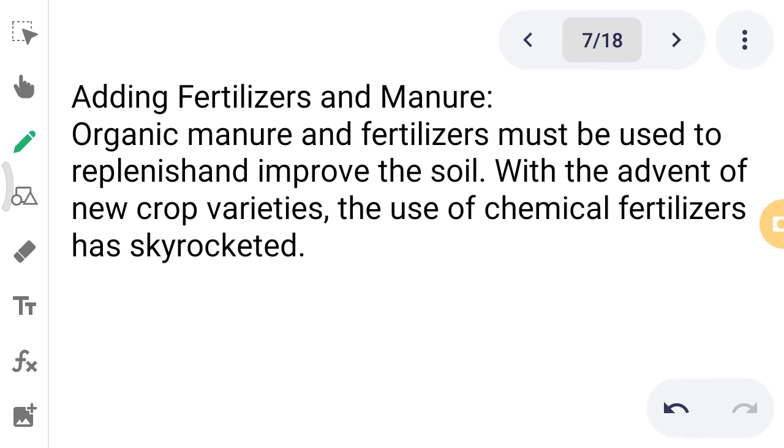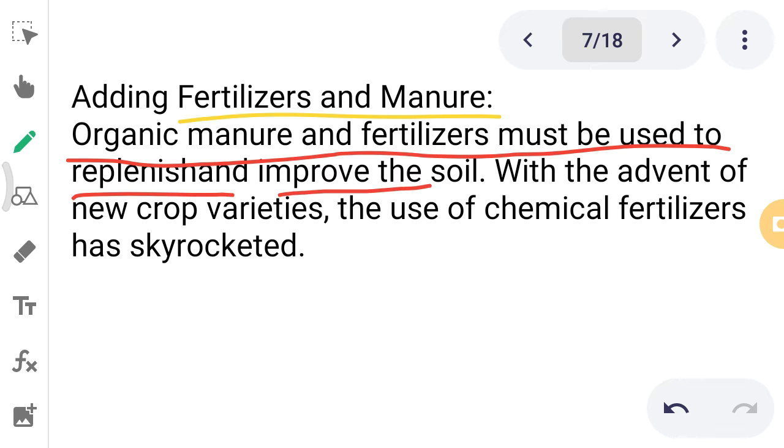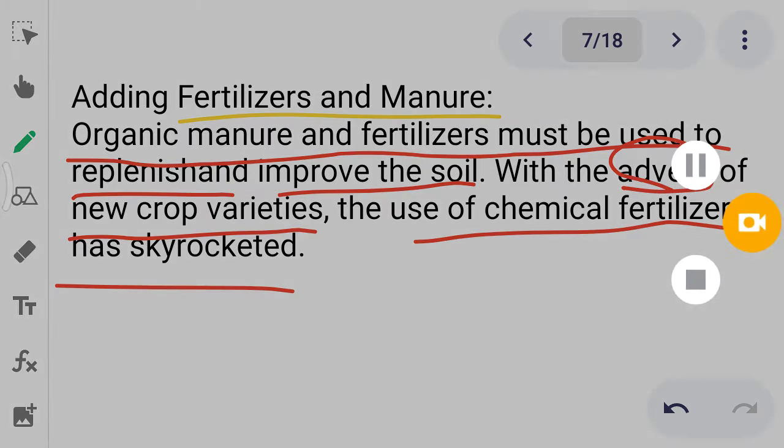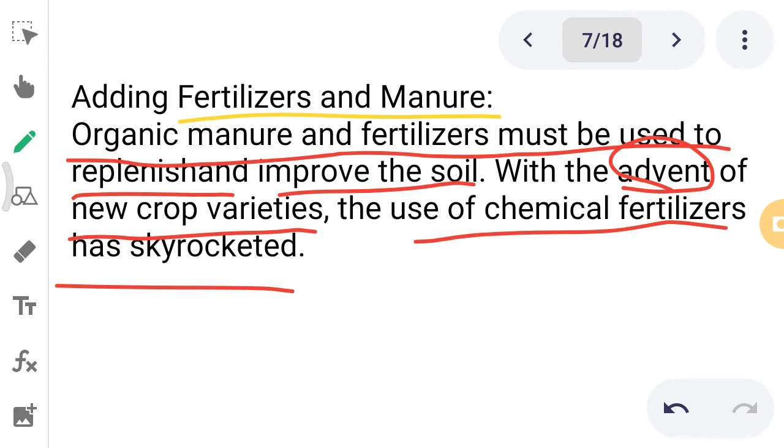Now after the seeds are selected, they are sown in the soil, and after that, what is the next step? Adding of fertilizers and manure. Yes, organic manure and fertilizers must be used to replenish and improve the soil. With the advent of new crop varieties, the use of chemical fertilizers has skyrocketed. So fertilizers and manure are used to replenish the nutrients which are present in the soil.